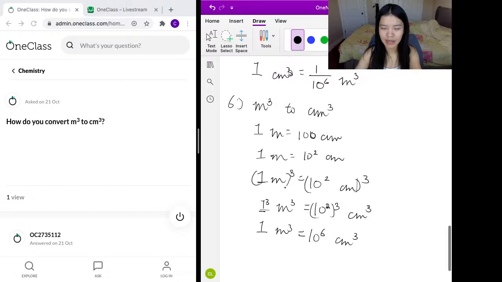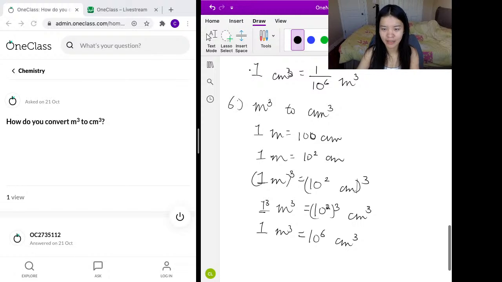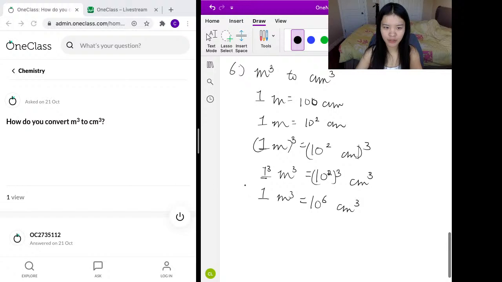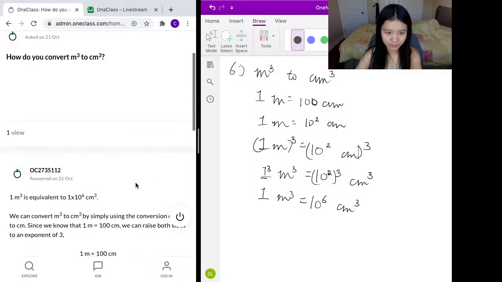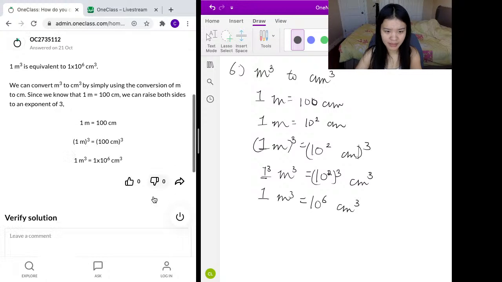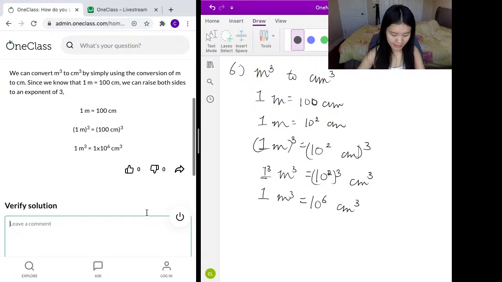So this is our conversion right over here. You'd also notice that it's just the reverse of the conversion the other way around. So that's how we convert meters cubed to centimeters cubed. You just multiply by 10 to the power of 6. Yes, their solution is the same as ours. Let's just say correct. Yay!